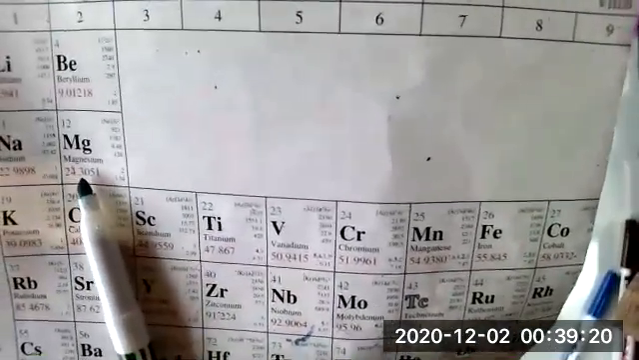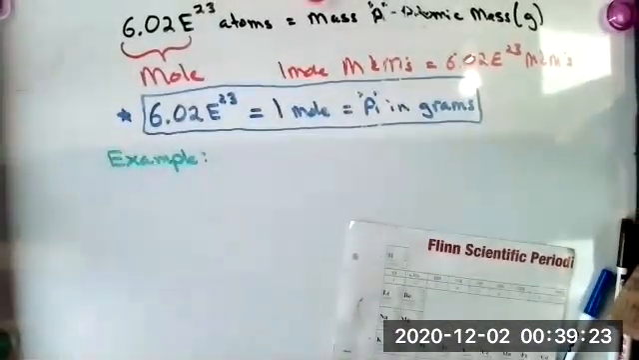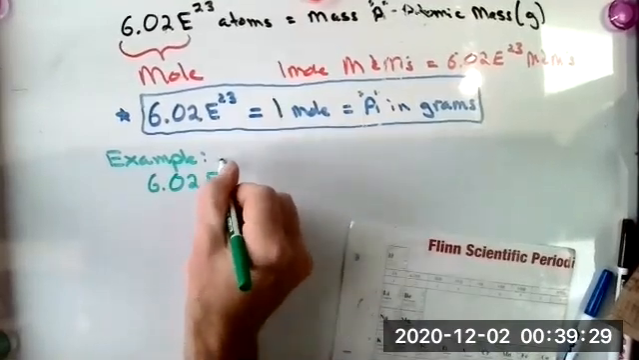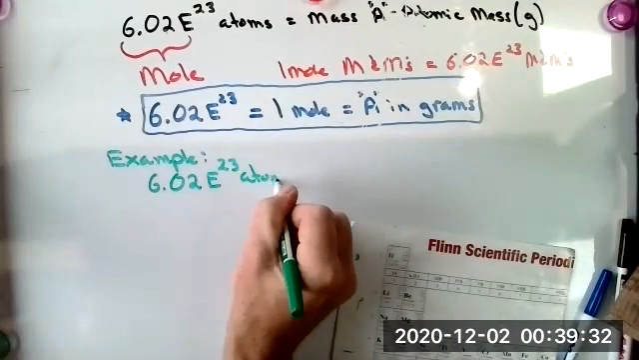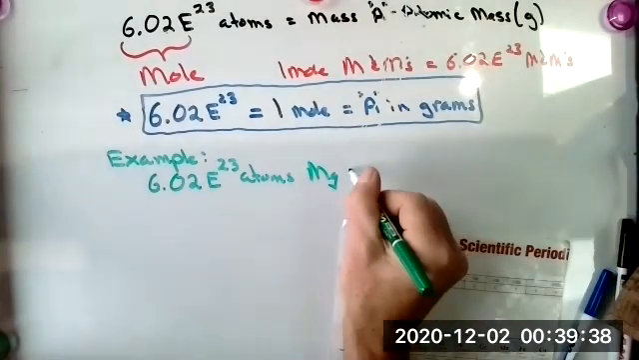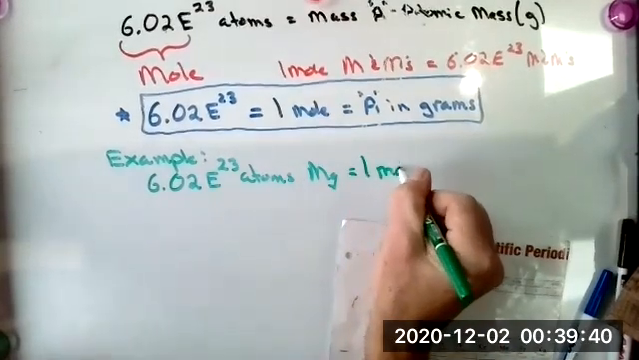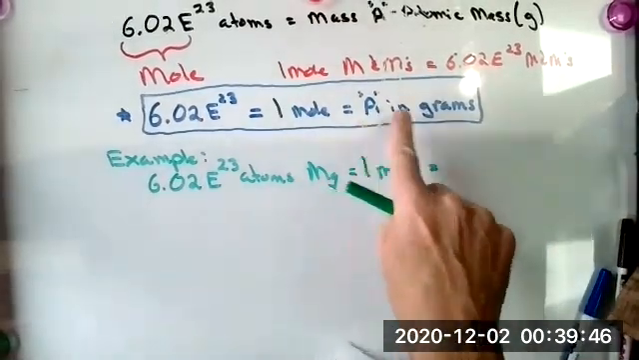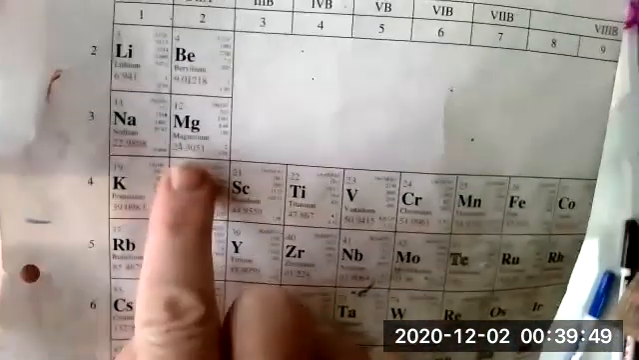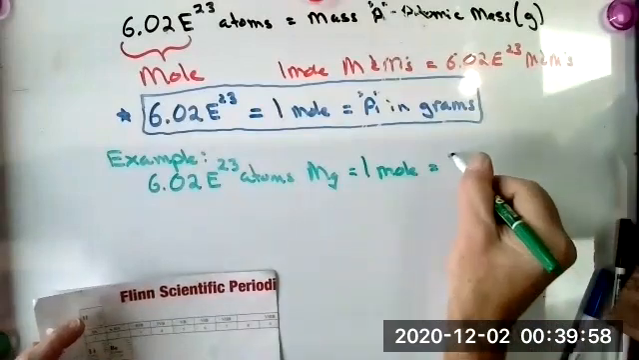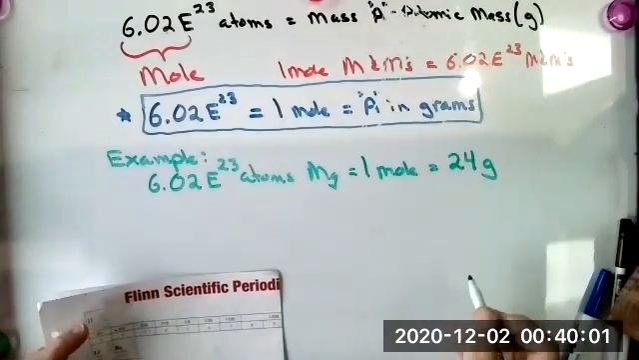Okay, so watch this. I'm going to pick magnesium. So, if I had 6.02 times 10 to the 23rd atoms of magnesium, that would be equal to 1 mole, which would be equal to, let's see, I need his A number, and that will turn it into grams. What's the A number for magnesium? You're going to round that off like you promised me you would. 24.